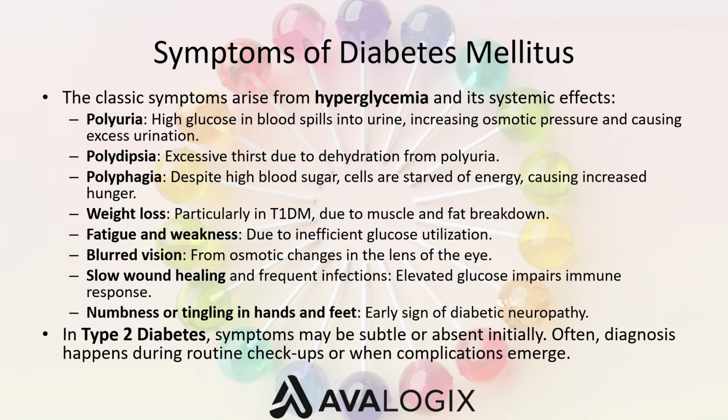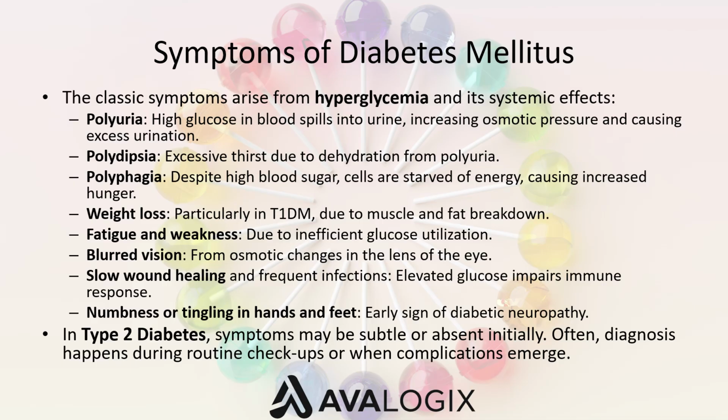When we talk about diabetes, the classic symptoms often give us the first clues. These symptoms mainly come from high blood sugar, affecting various parts of the body. One of the most common signs is polyuria. This means frequent urination. Because the blood sugar is very high, excess glucose spills into the urine, pulling water along with it, so patients urinate more often. This leads to polydipsia, or excessive thirst, since the body loses so much water through urine that it becomes dehydrated and triggers the sensation of thirst.